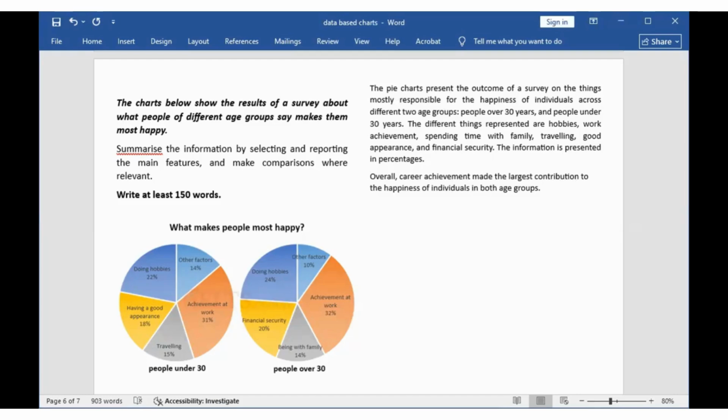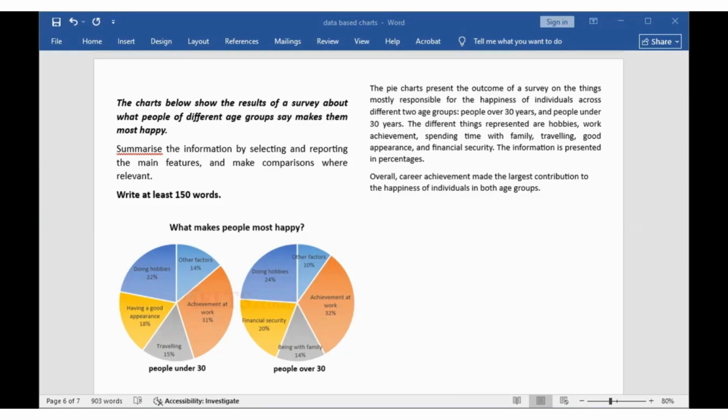Now, let's write for this one. Main body. We follow a different pattern here. The pattern we're going to follow here is we're going to be using language of comparison. You can't be saying, look at this thing here.